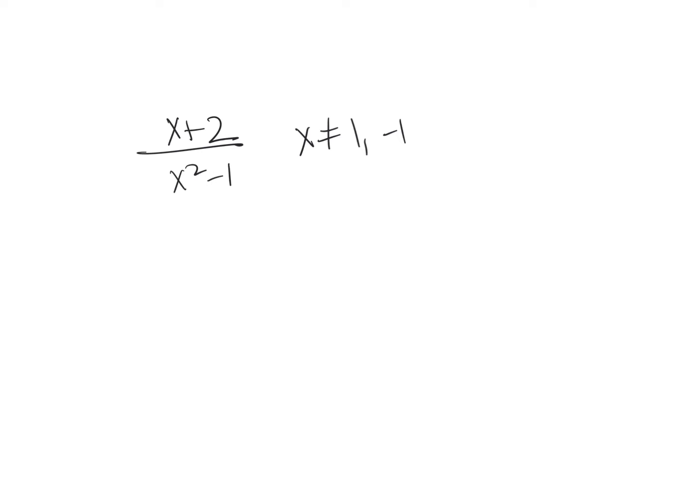Also, if I want to know where the y-intercept is, if I plug 0 in here, the y-intercept is 0 plus 2 over negative 1, which is -2. Right? That's where it's crossing the y-axis.